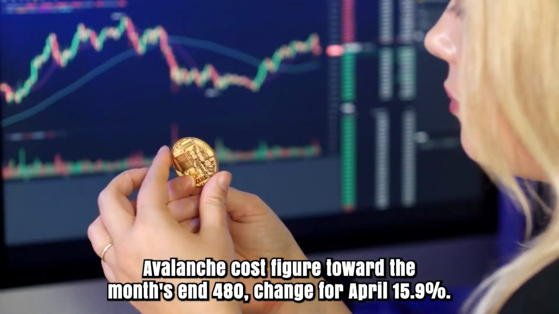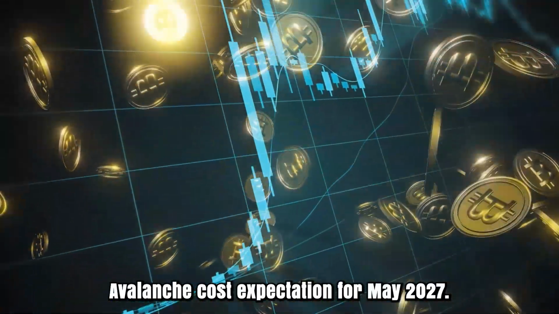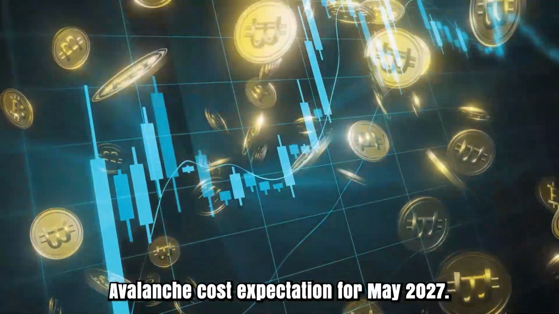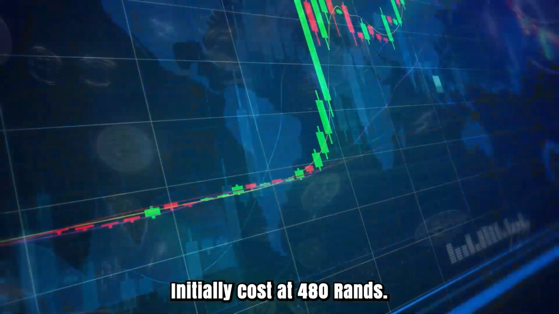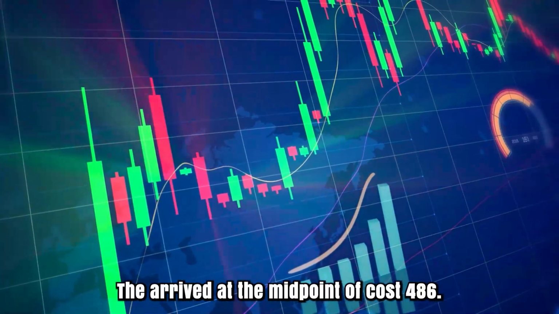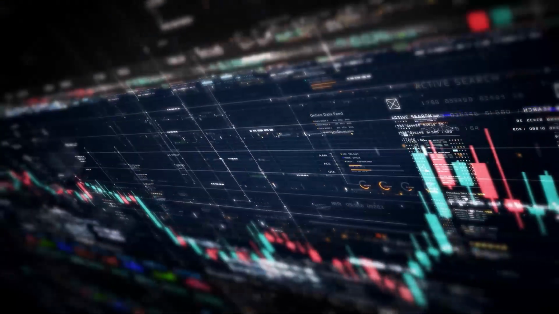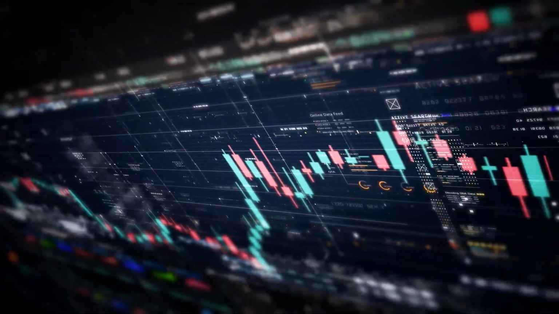Avalanche cost figure toward the end 480, change for April 15.9%. Avalanche cost for May 2027, cost at 480 rands, excessive cost 522, while low cost. Arrived at the midpoint of cost. Avalanche cost figure toward the end 488, change for May 1.7%.